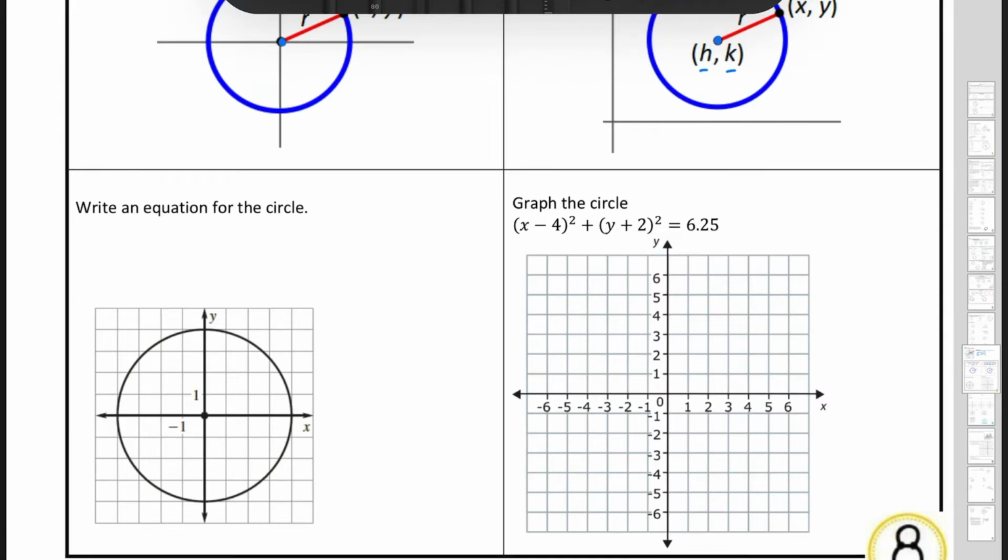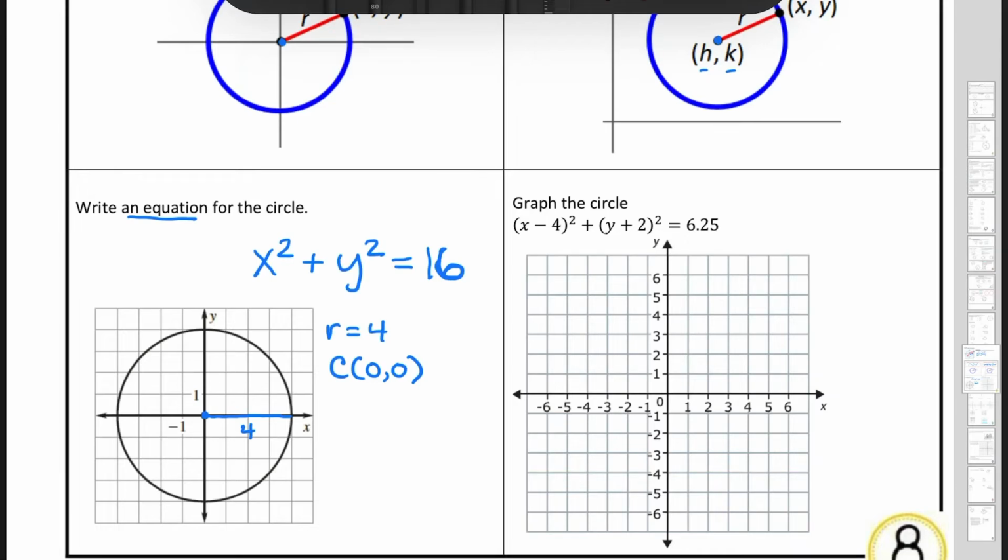Here I've got a circle and it looks like it's starting at 0, 0 and its radius is 1, 2, 3, 4. So if the radius is 4 and the center is right at 0, 0, to write an equation for this circle, we just write x squared plus y squared equals 4 squared. And if you just want to skip right to the 16, that's fine. Beautiful. And this one's going to have us go backwards.